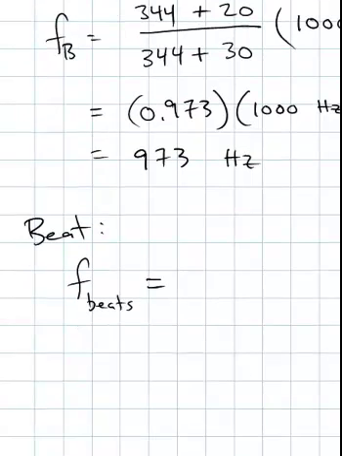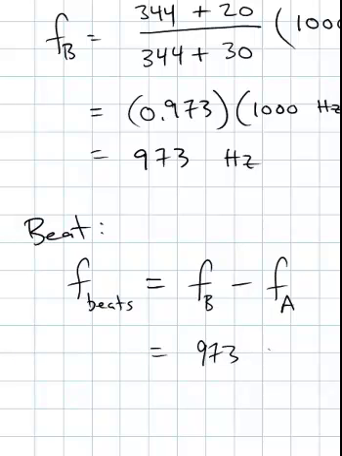So beats, very helpful when you're tuning instruments, and that's just the frequency of one minus the frequency of the other. And what do we get? Plug in the numbers, 973 and 942. 31 hertz. I'm not going to worry about which one's higher or lower. I just care about the magnitude here, the absolute value. So we get a beat frequency of 31 hertz due to the fact that both of these frequencies are shifted.